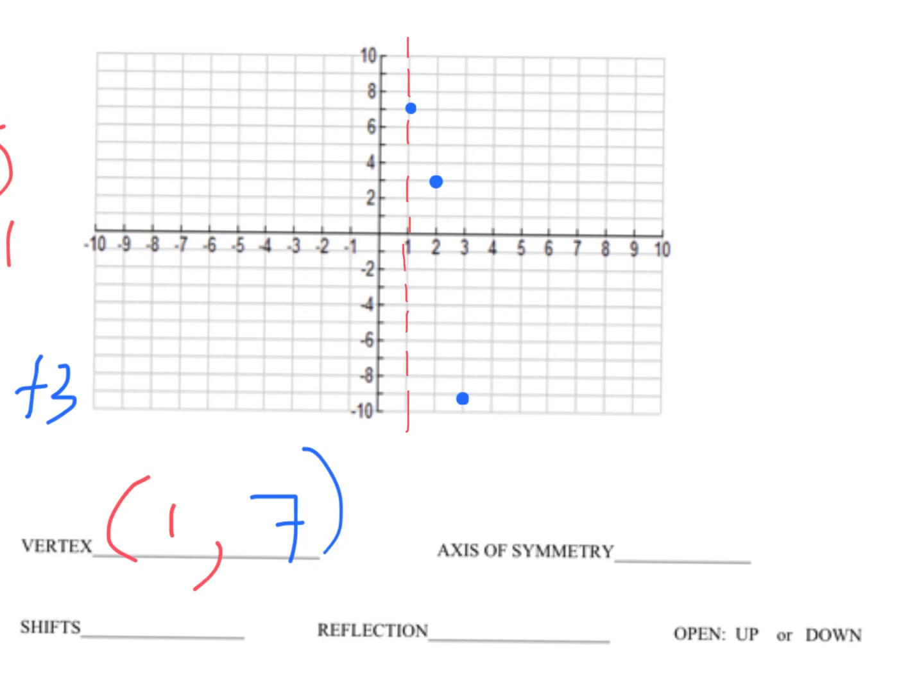So now, let's reflect this. So 1 space, so 1 space. 2 space, 1, 2, so 1, 2. Alright, now let's connect our dots. Alright. So there's our parabola.